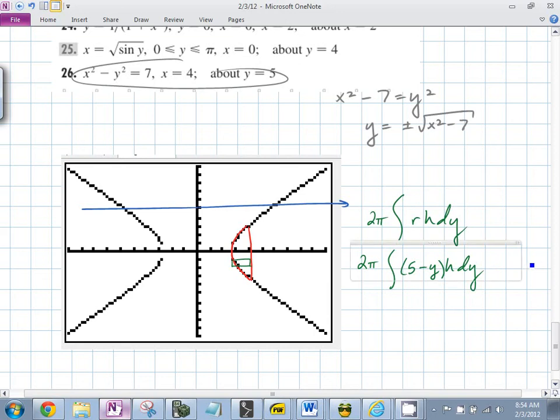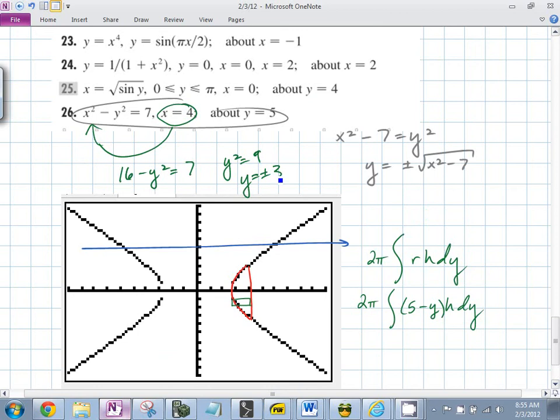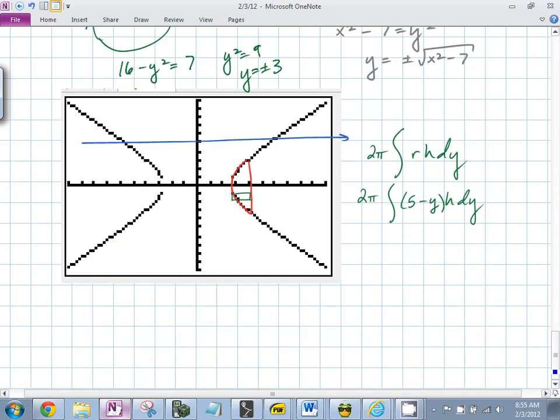So if we do the limits, we need to find the intersection, which is pretty easy to find. It's when x equals 4. So what do you do with that x equals 4? You just plug it in right there, right? So you get 16 minus y squared is equal to 7. So y squared is equal to 9. So what does y equal? Plus or minus 3. When you get answers like that, it should make you feel pretty good. So it's going from -3 to +3.